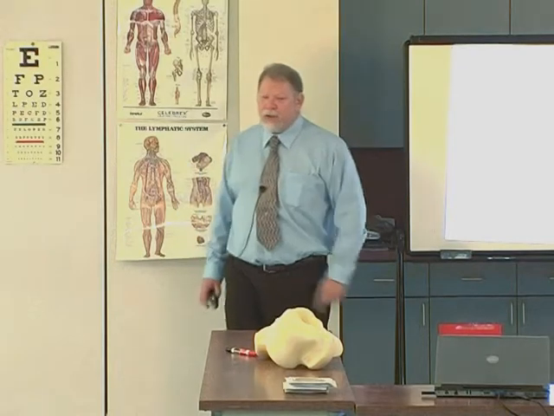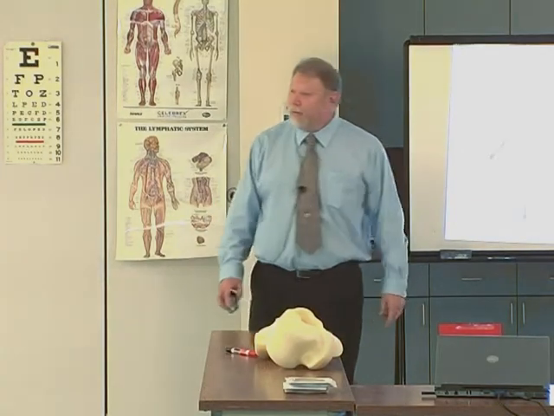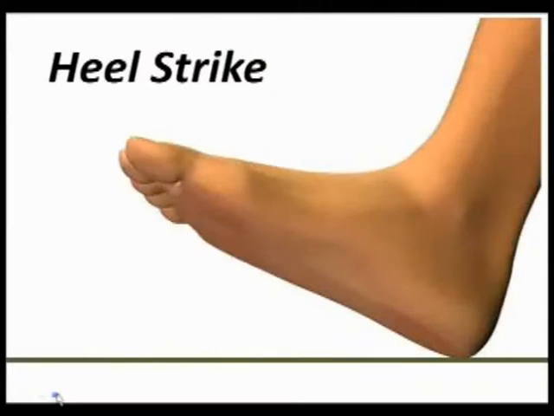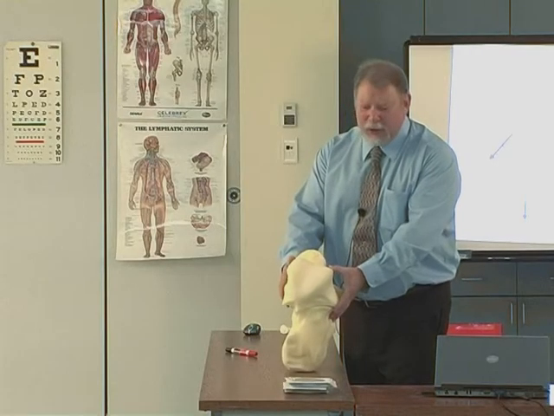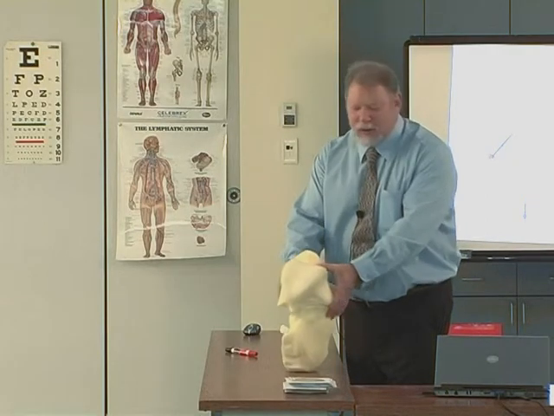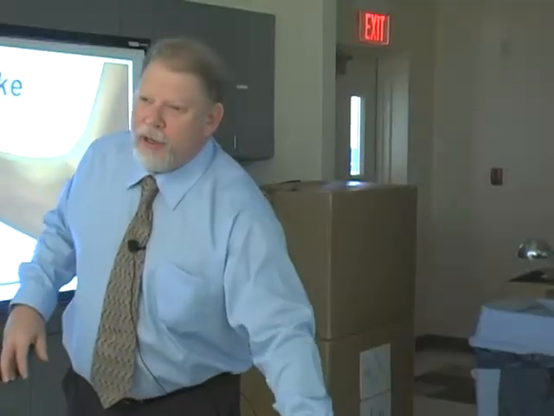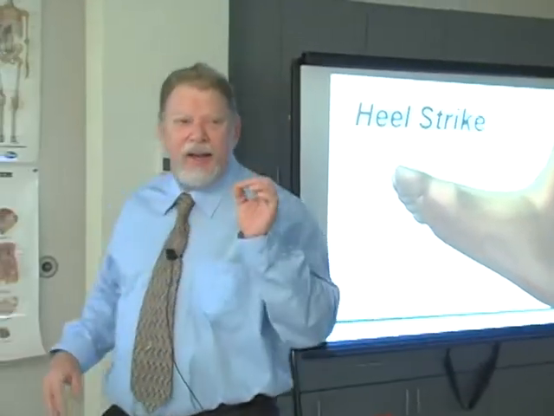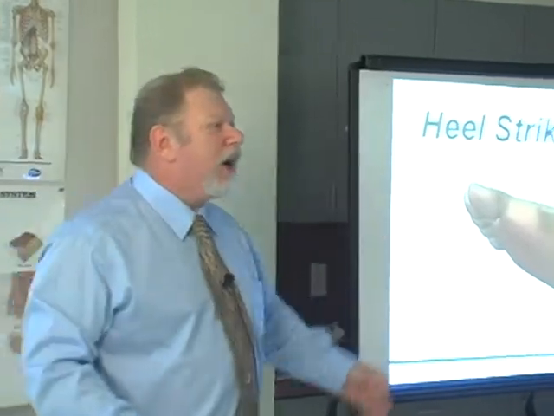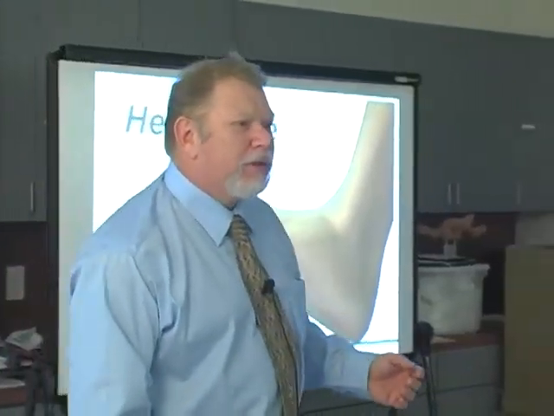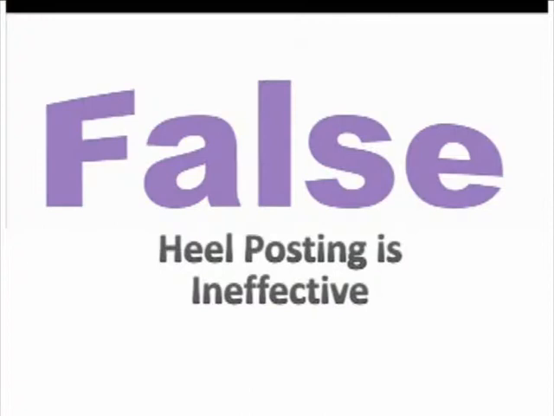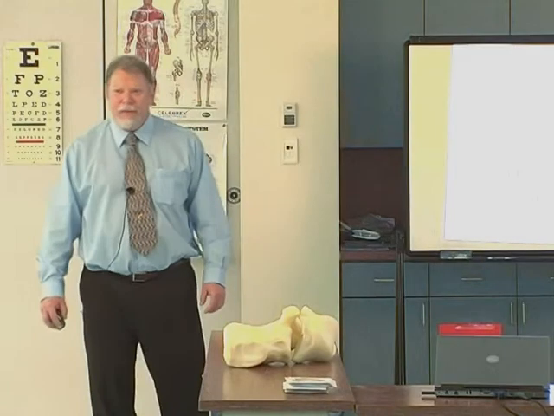What's the earliest point you can control pronation? Any ideas? Heel strike. And what's on the ground during heel strike? The heel. And what can you do during heel strike? You could tilt the calcaneus in the frontal plane. So we felt that if we could control the calcaneus at heel strike, we'll control the entire gait cycle. True or false? I would answer false. Heel posting is ineffective. Why?